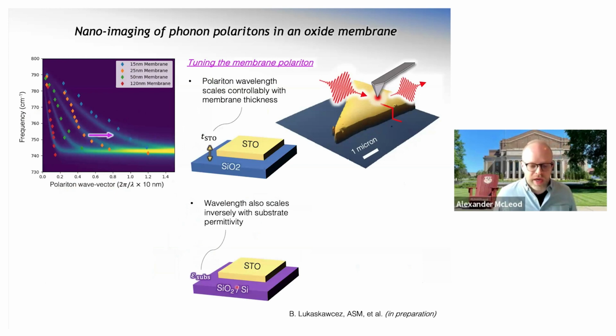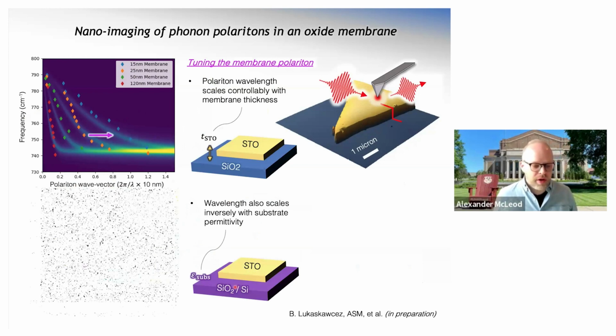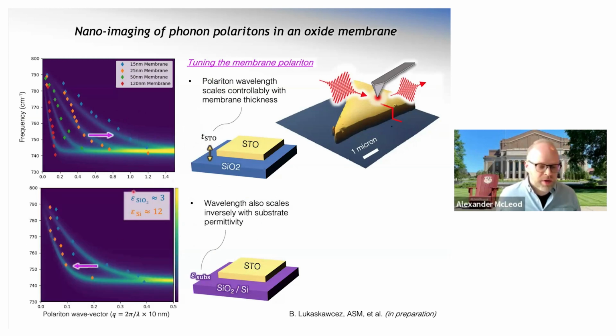And by putting the membrane on different substrates, we can also change the wavelength of the polariton in this way, whether putting it on a silicon substrate or a silicon oxide substrate, tunes the polariton wavelength by something like a factor of 1 to 3.